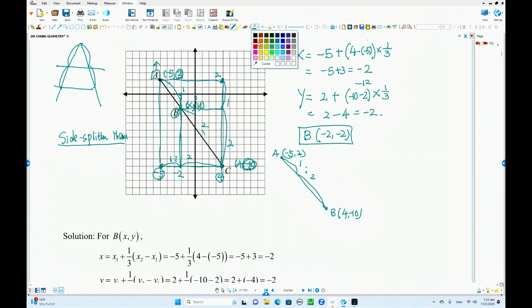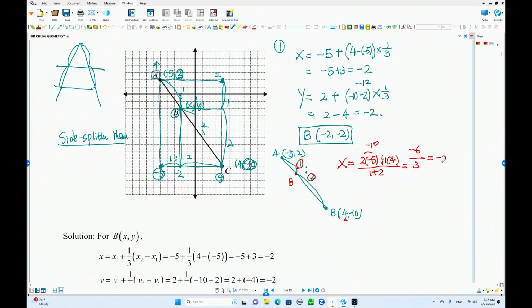Okay, here is the point. This is the B. Okay, x is the first. What is the formula? 2 times crossway, okay, opposite number. 2 times, I'm going to write down, 2 times -5 plus 1 times the other x coordinate, 4. 1 times 4, that's 5, over 1 plus the sum of the ratio unit, 1 plus 2, right? Okay. This is -10. This is 4. -6 over 1 plus 2 is 3. That is -2, right?